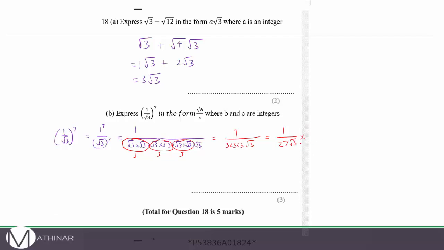No. We need to rationalize our denominator. So to do so, we need to multiply by root 3 over root 3. We're allowed to do that because that's equal to 1. We do top times top, which gives us root 3. And then we do bottom times bottom. So we get 27 times root 3, which is root 9. And root 9 is 3. So our final answer is root 3 over 27 times 3, 81, which is in the correct form.